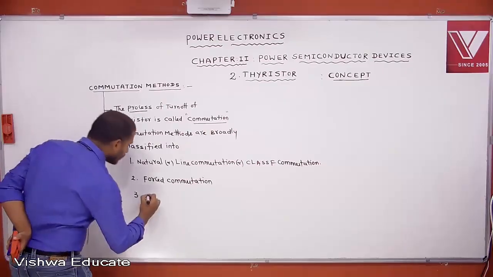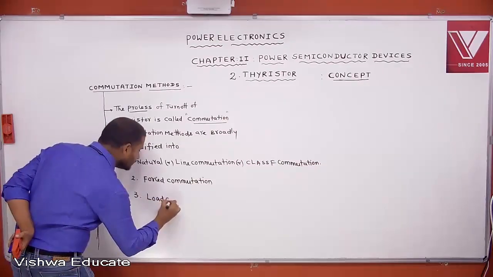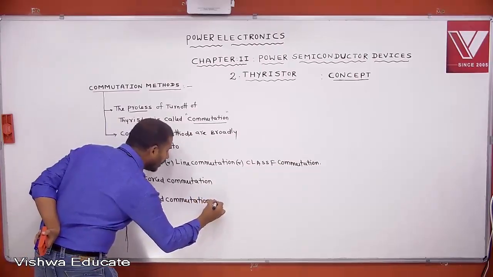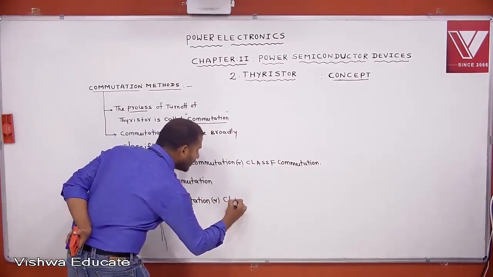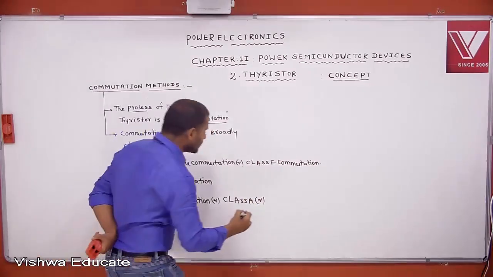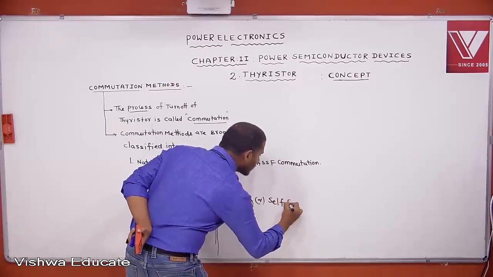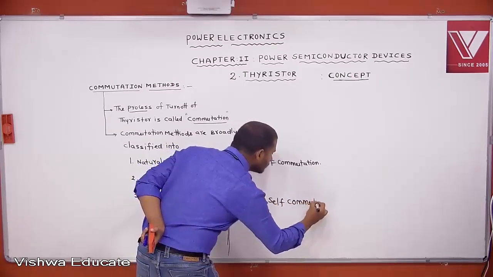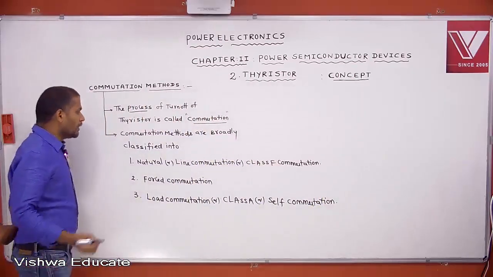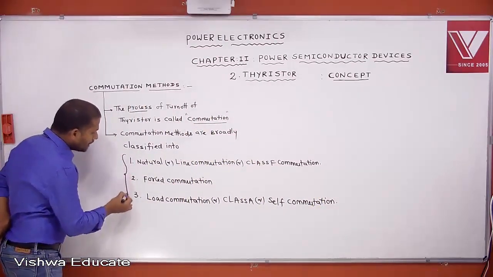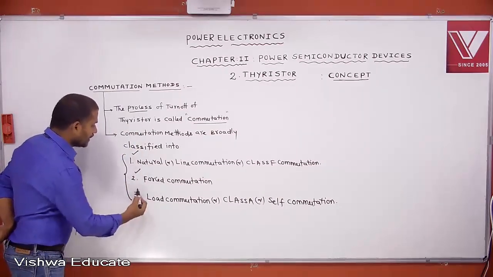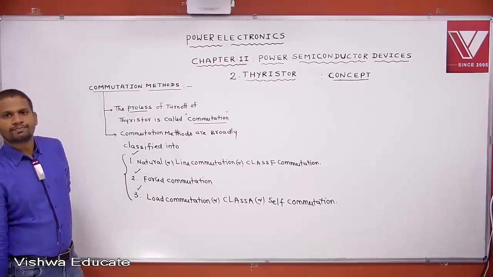Another one is load commutation, or class A commutation, or self commutation. Alternative names also you concentrate. This is the broad classification of commutation methods. These are broadly classified into 3 types: natural commutation, forced commutation, load commutation.